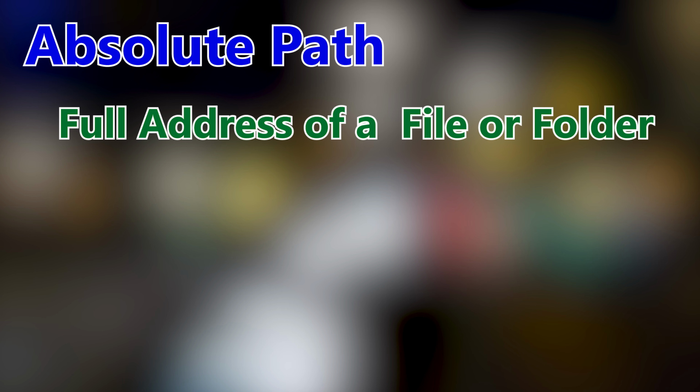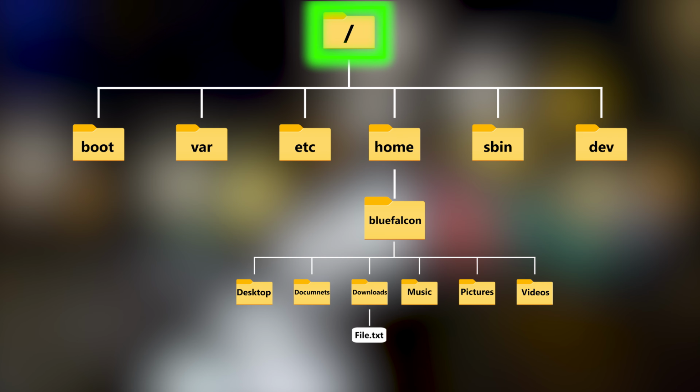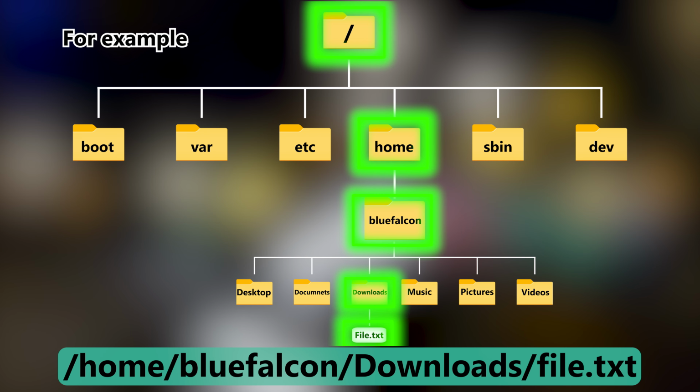An absolute path gives the full address of a file or folder, starting from the root directory. So, it always begins with a /, which is the symbol of the root directory. For example, this is the absolute path of a file in the downloads directory. No matter where you are in the system, this absolute path will always point to the same file.